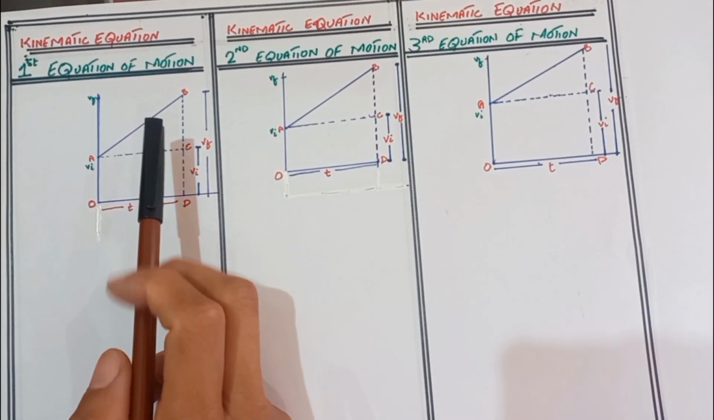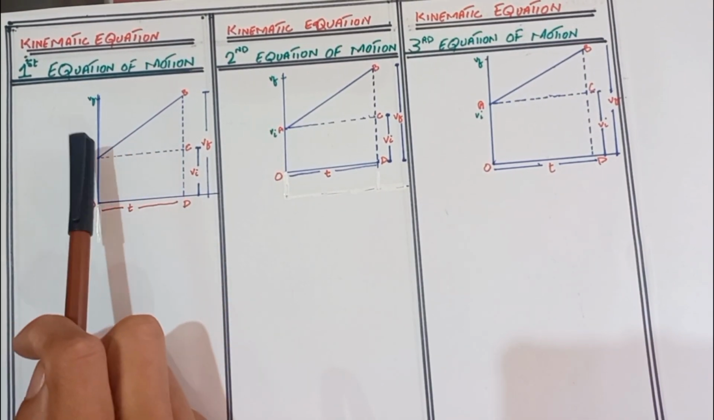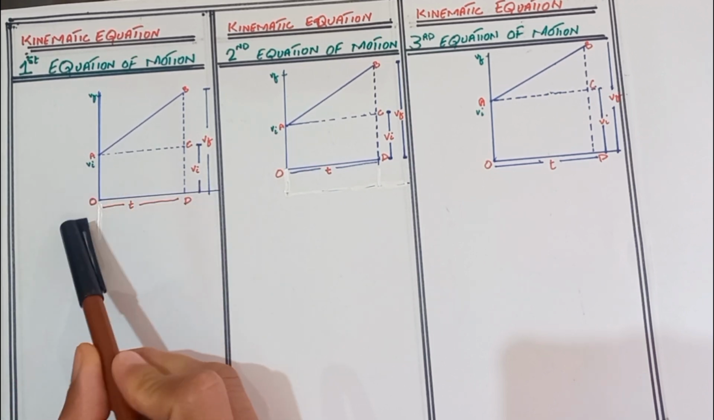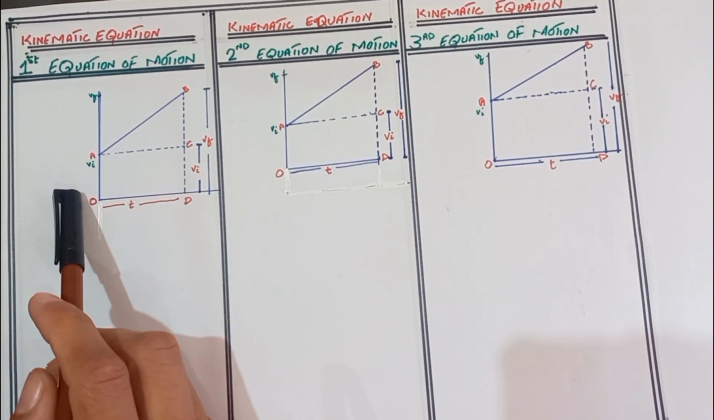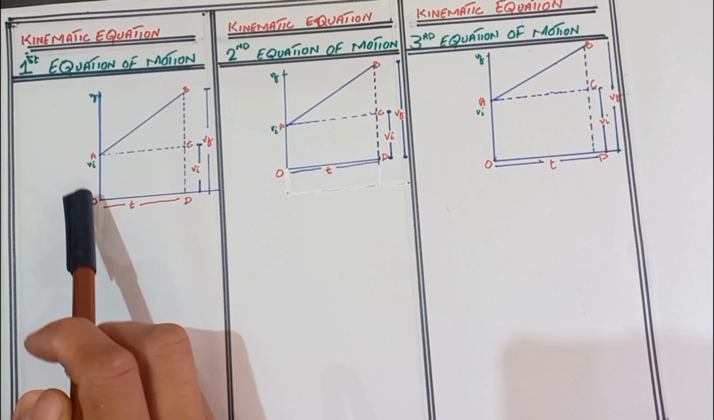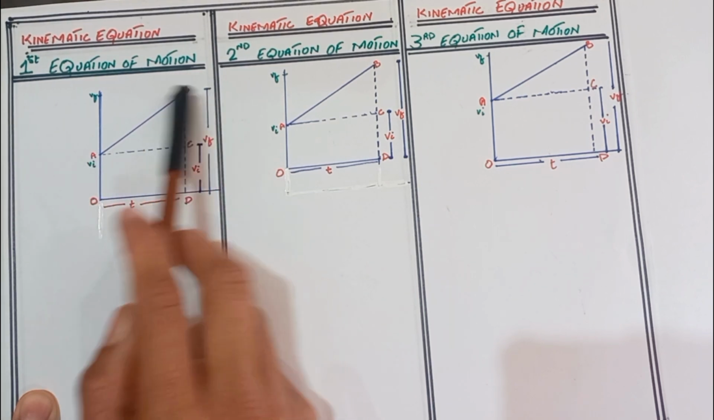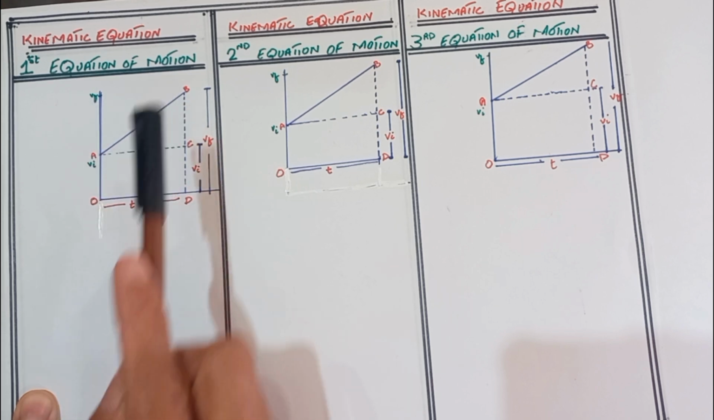Here we discuss the kinematics equations. We prove the first equation of motion by the graphical method. Here we discuss the object's initial and final velocity. When the object is at rest at the origin position, its initial velocity is Vi. When it moves to position B, its final velocity is Vf.